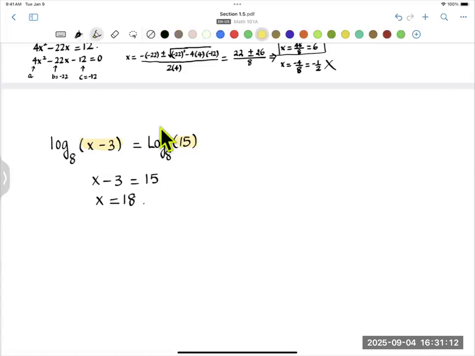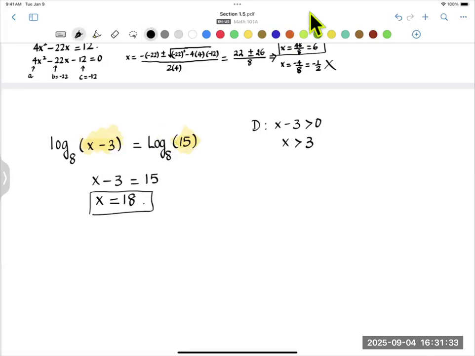And from the first logarithm, the domain is x minus 3 greater than 0, which is x greater than 3. The second argument is a number, so we don't have to care about that. Looking at x equals 18, x must be greater than 3, and 18 is actually greater than 3. So this is our solution. Okay.